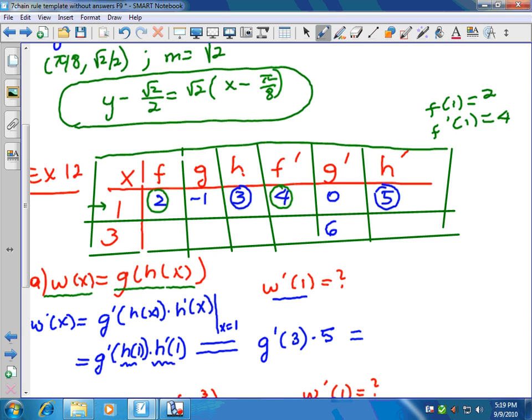But we're not done. We need to know g prime of 3 now. So when x is 3, g prime is equal to 6. So this first quantity will be replaced by 6. That gives us a final answer of 30.